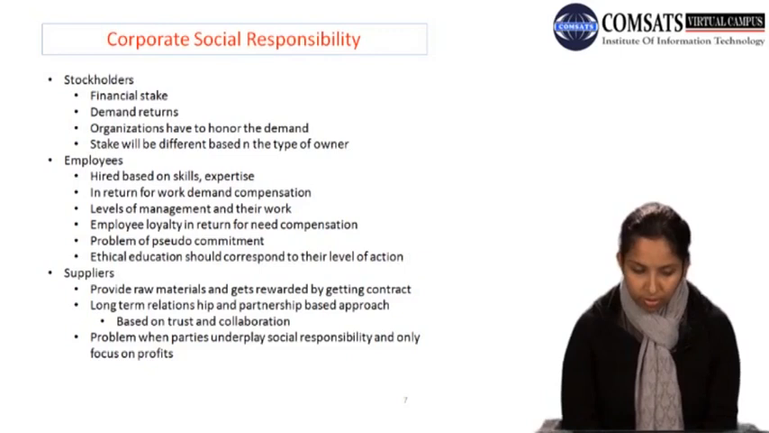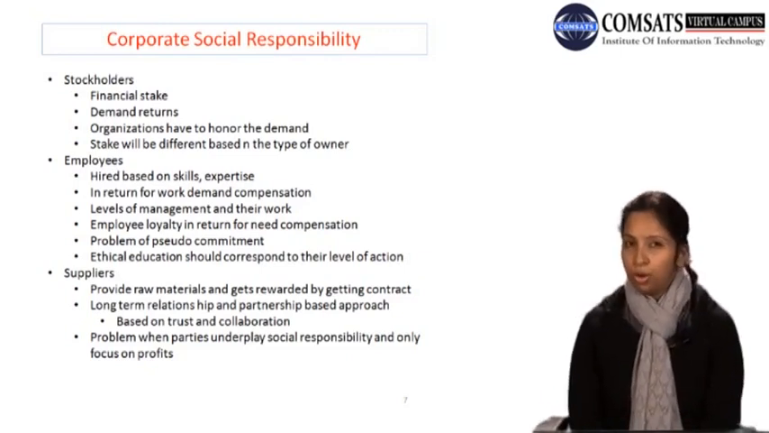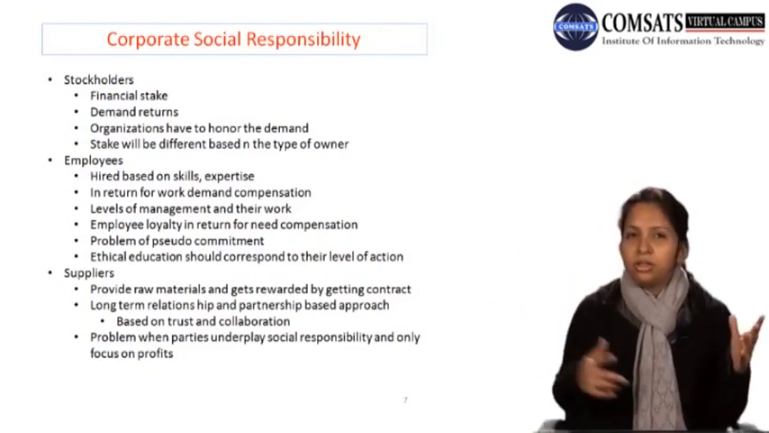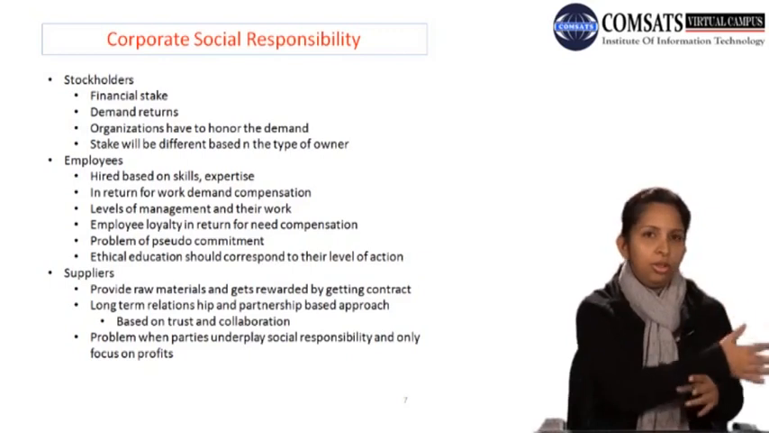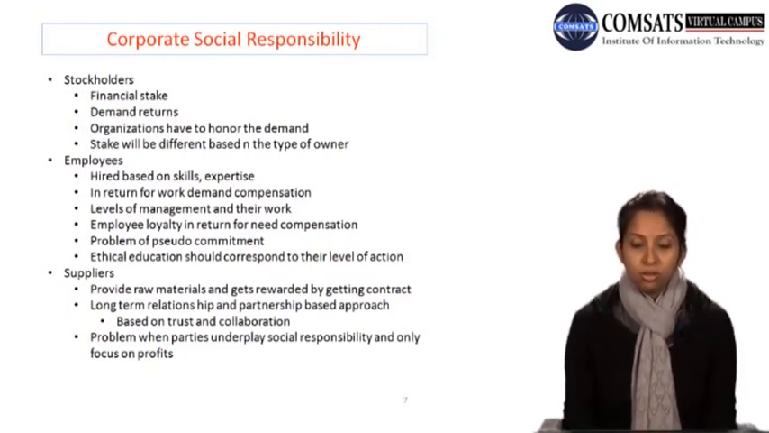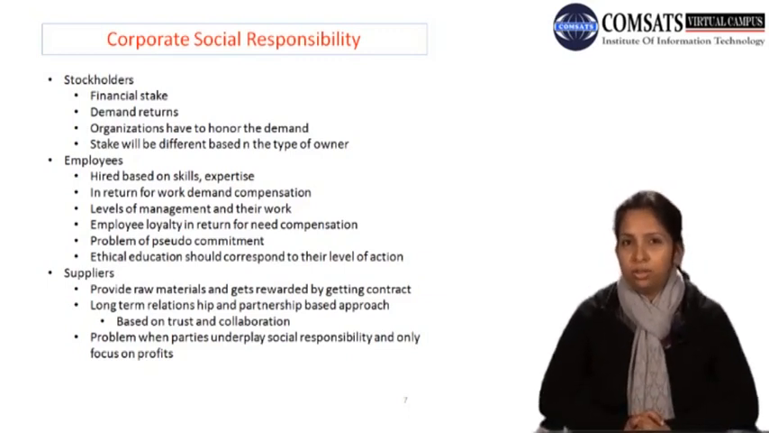Now, with reference to suppliers, a long-term relationship and partnership-based approach is very important. The concept that you should have multiple suppliers and you switch from one supplier to another to another has changed. Now, corporations want long-term and partnership-based relationships with their suppliers.